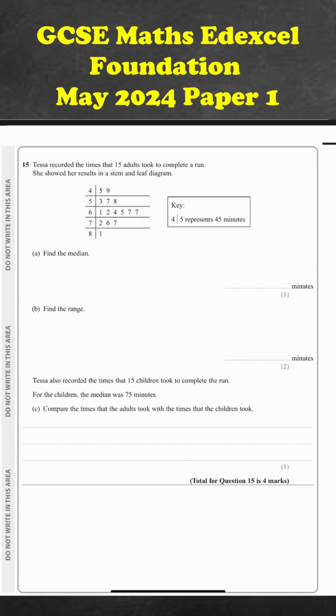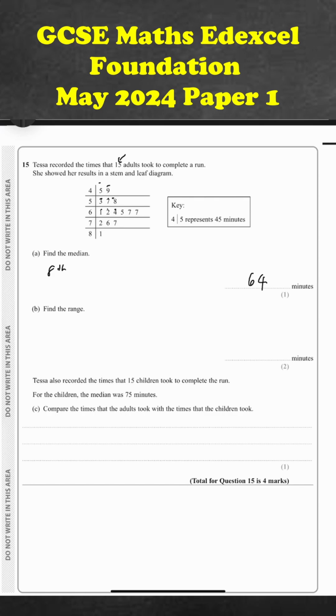Question number 15. Tessa recorded the times that 15 adults took to complete a run. She showed her results in a stem and leaf diagram. Find the median. Right, so we have 15 adults, which means the median, being the middle number, is going to be the 8th number. They're already listed in order because it's a stem and leaf. We're going to have 1, 2, 3, 4, 5, 6, 7, 8. 64, therefore, is the median number.